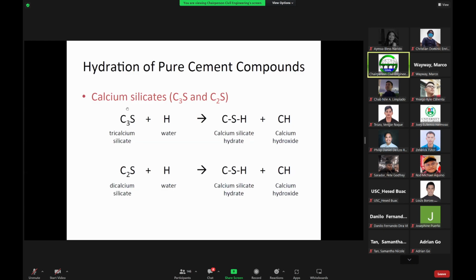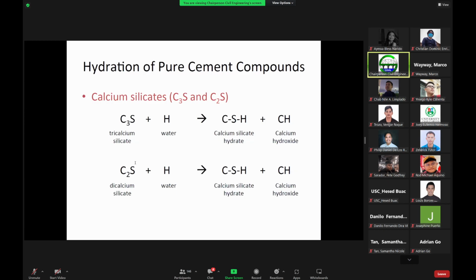So these two calcium silicates, your C3S and C2S, both form the same hydration product. So they both form your CSH plus the CH. The only difference between the two is the rate of reaction. So your C3S has a faster rate of reaction, so this causes faster hydration. But your C2S has a slower rate of reaction, so this also slows down your hydration.